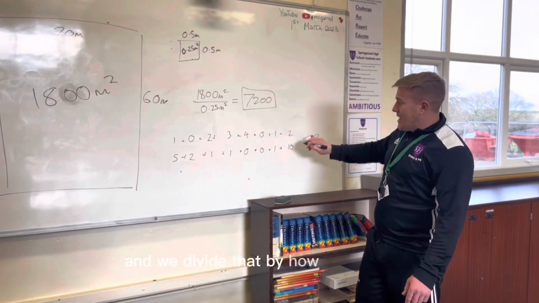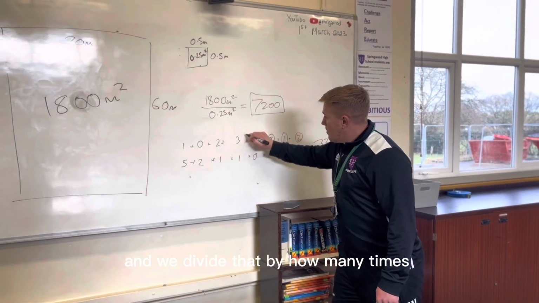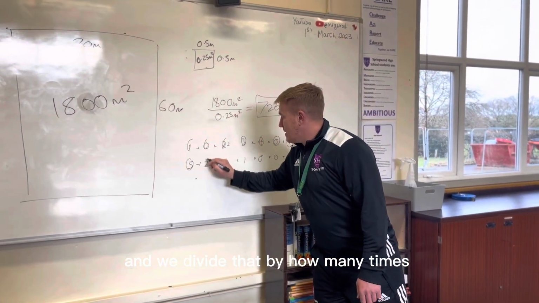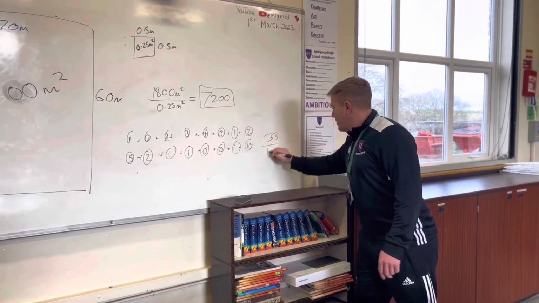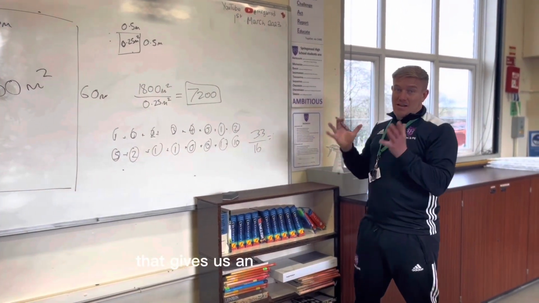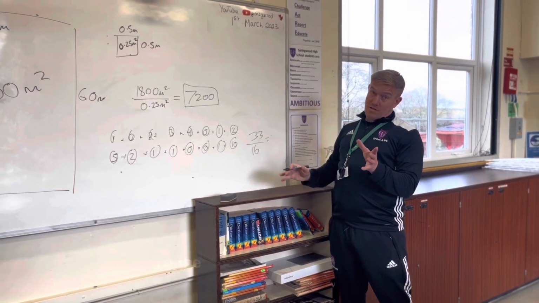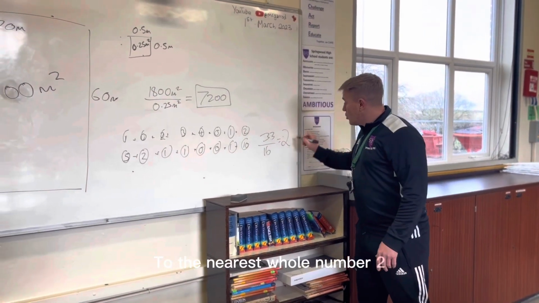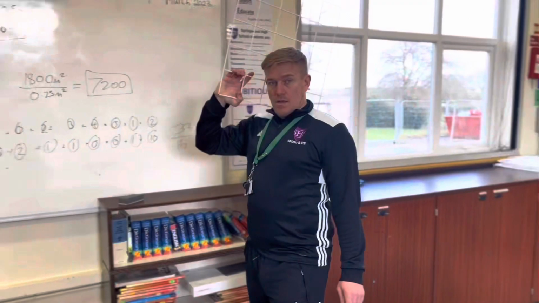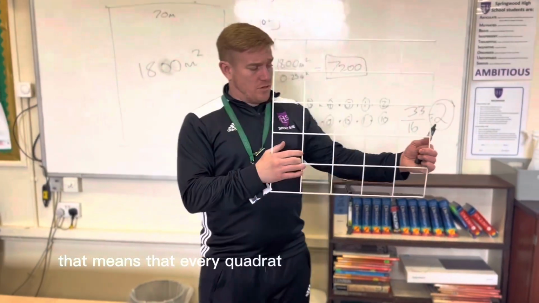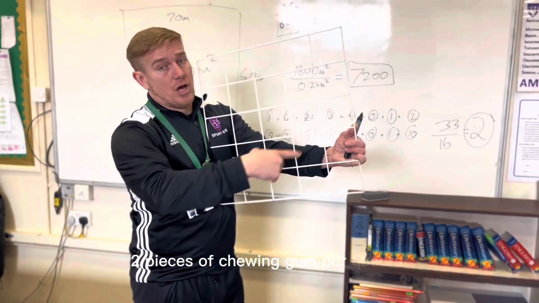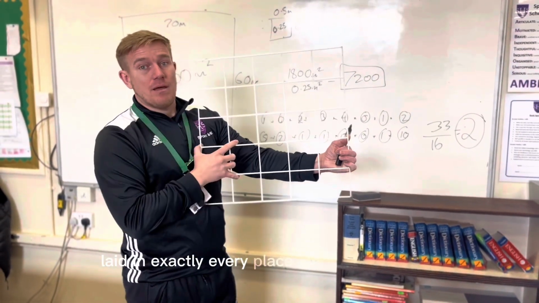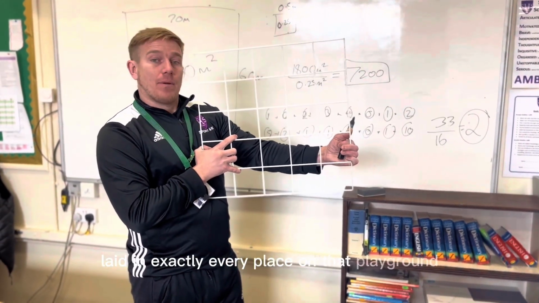And we divide that by how many times? 3, 4, 5, 6, 7, 8, 9, 10, 11, 12, 13, 14, 15, 16. How many times we did it? That gives us an average of, rounded to the nearest whole number, 2. That means that every quadrat has an average number of 2 pieces of chewing gum per quadrat laid in exactly every place on that playground.